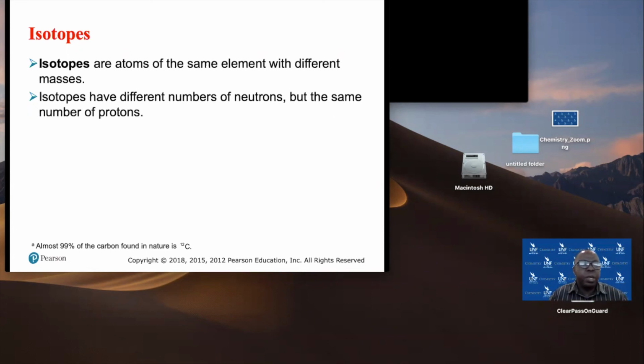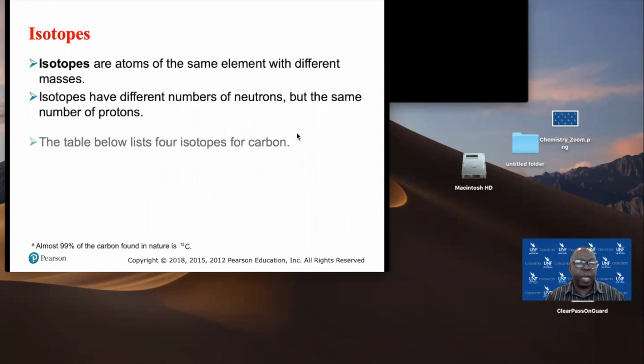So there are 2 ways you can define an isotope: either using the mass number or using the number of neutrons. Do not confuse the mass number with the atomic mass. Atomic mass you can get off the periodic table if it is for an element, which we will look at later on.